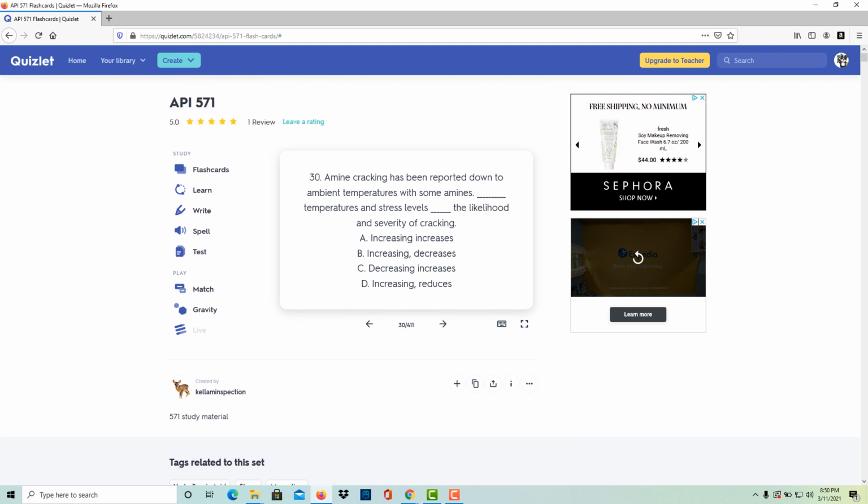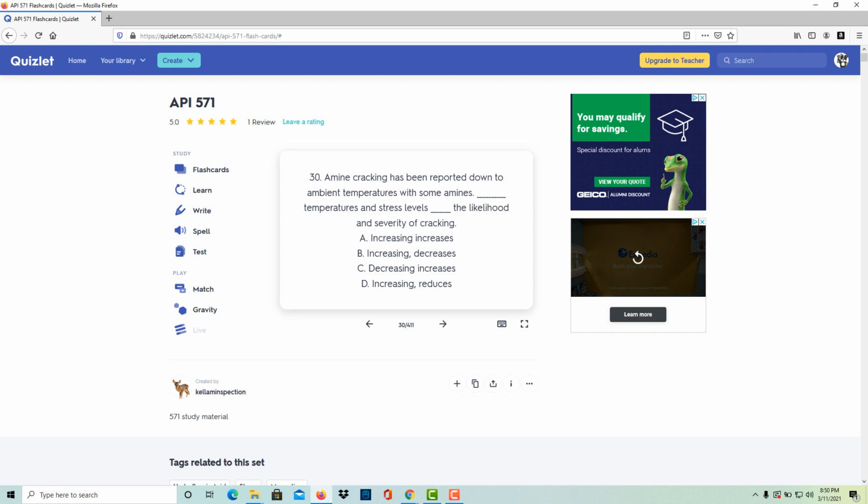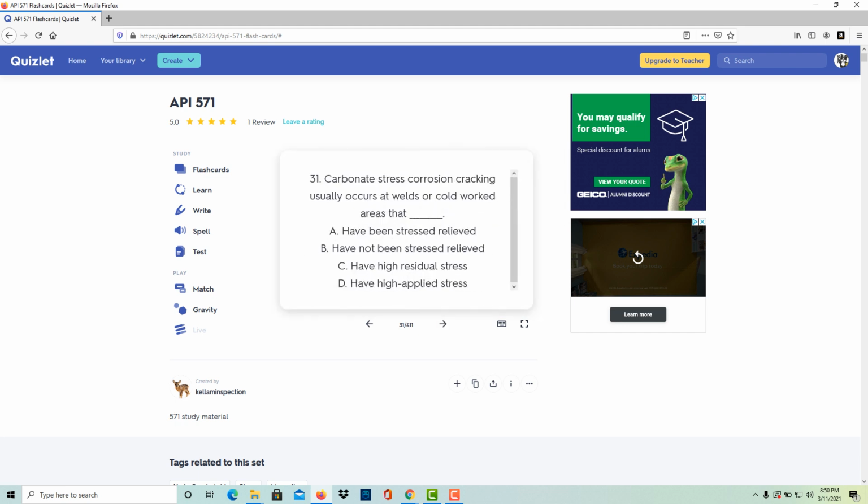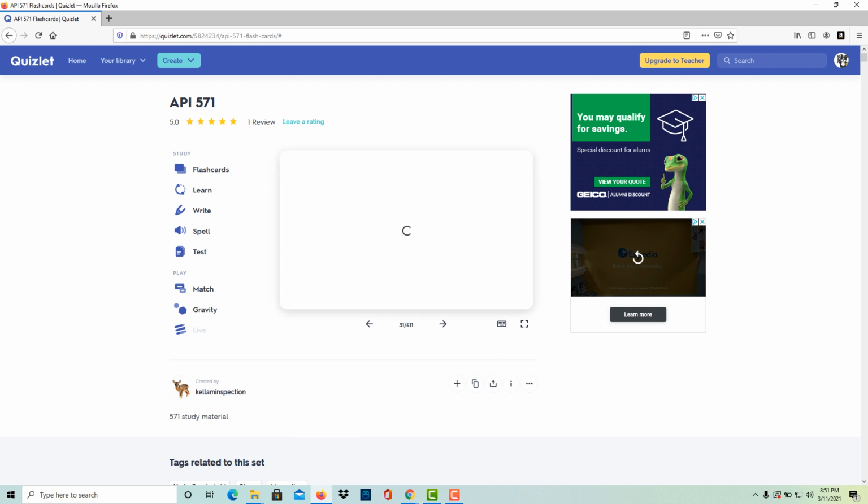Anyways, amine cracking has been reported down to ambient temperatures with some amines. Temperatures and stress levels, the likelihood and severity of cracking. Okay, increasing temperatures and stress levels increase the likelihood of cracking. A. Carbonate stress corrosion cracking usually occurs at welds or cold worked areas that have high residual stresses. C.